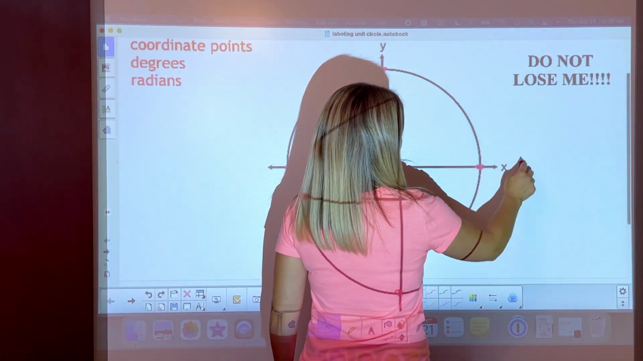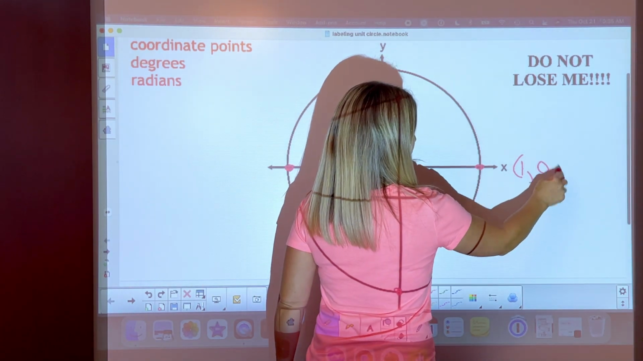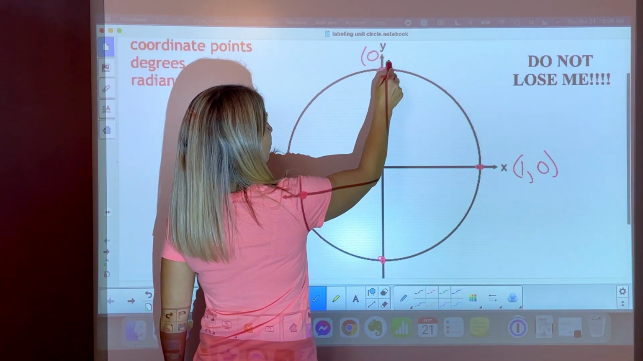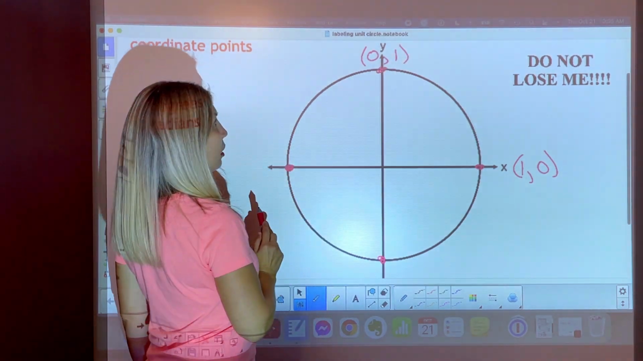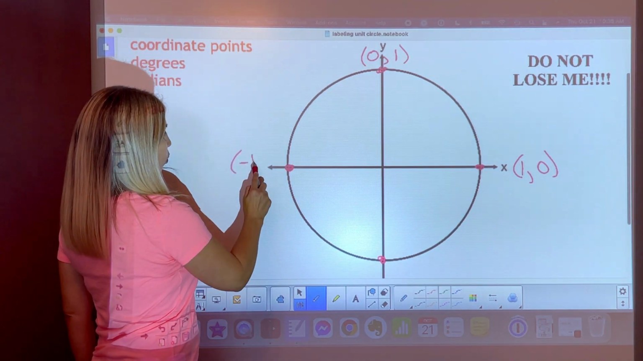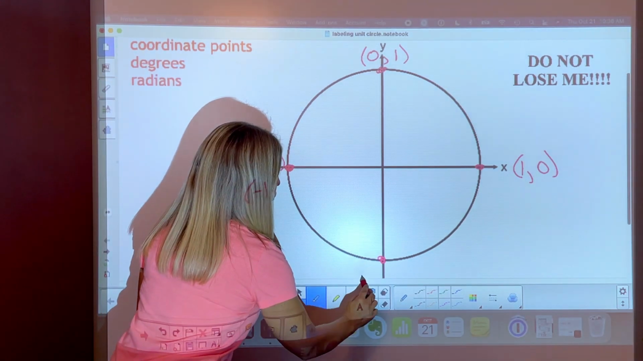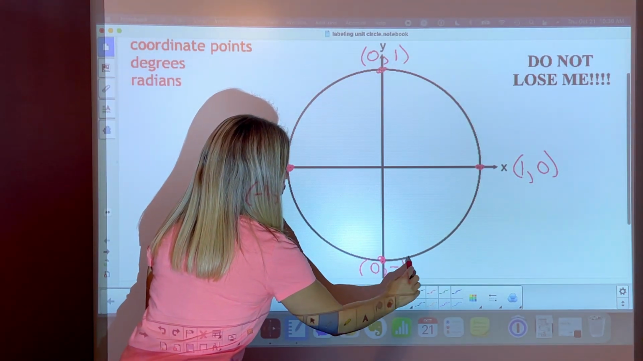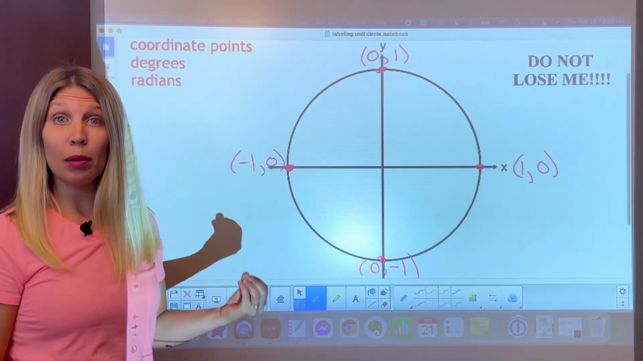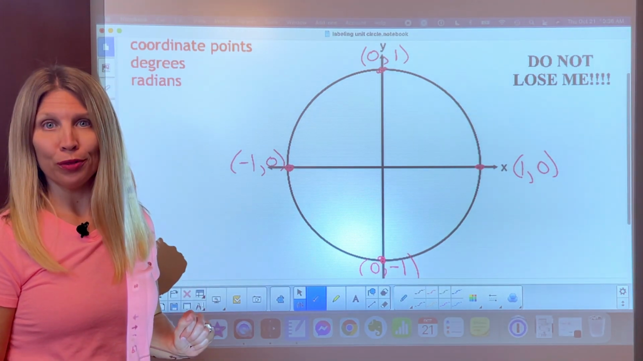So our x, y ordered pair over here, our x value went out 1, our y value is 0. Up here we have a 0 x value and 1 for our y. Over to the left, it's a -1 for our x, 0 for our y. And down at the bottom, we have 0 for x, -1 for our y value. So those are the coordinate points, the ordered pairs for x, y for your unit circle.